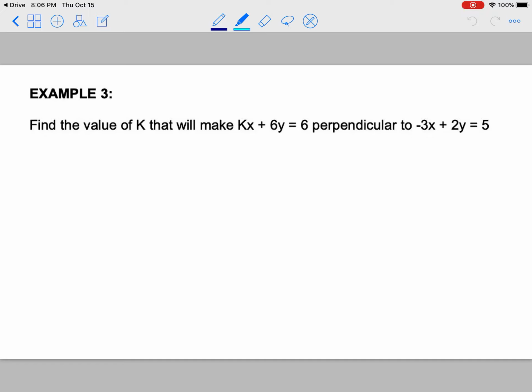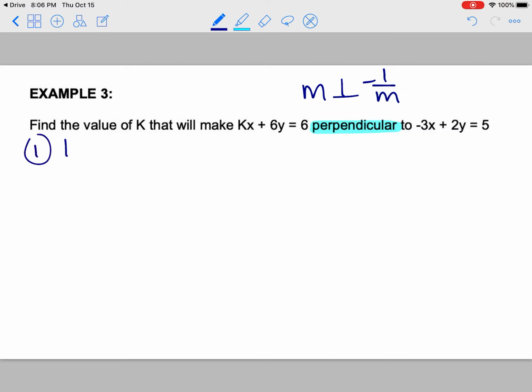Okay, let's try another one. So now we're looking at, all right, so what if I take out a coefficient and replace it with a variable? Can we find that and use our parallel perpendicular tricks with our slopes? So again, we always want to solve our equations for y and get them in slope-intercept form. Another thing that stands out to me as I read this is we want it to be perpendicular, so we're going to have to use our opposite reciprocal slopes.